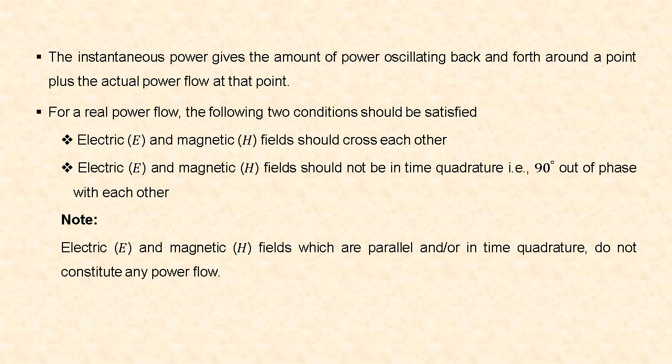For real power flow, the following two conditions have to be satisfied. First, the electric and magnetic fields should cross each other. And the second condition is the electric and magnetic fields should not be in time quadrature. That is, they should not be 90° out of phase with each other.